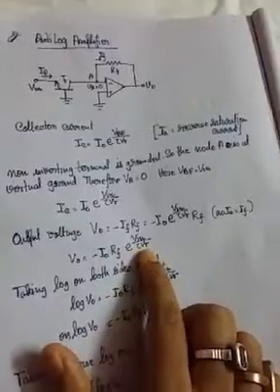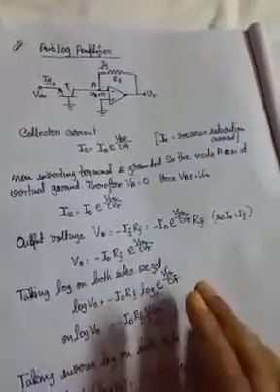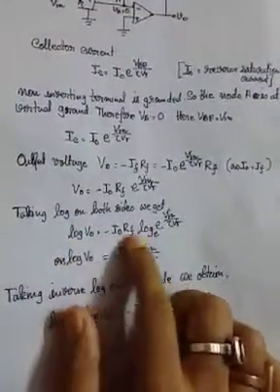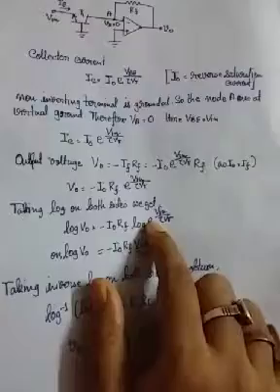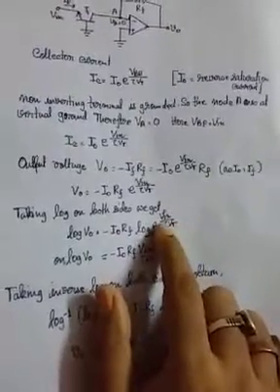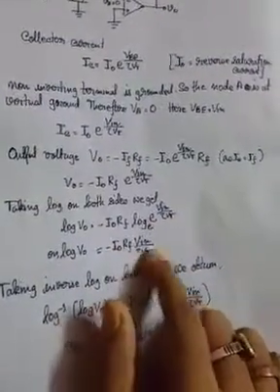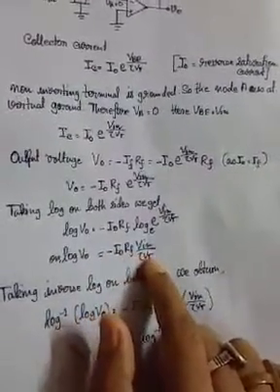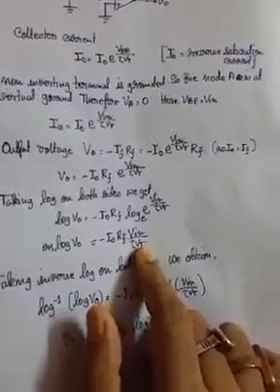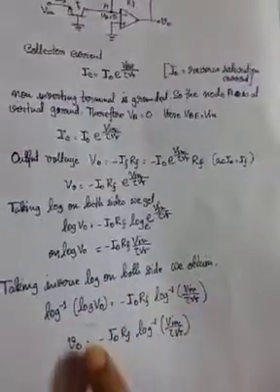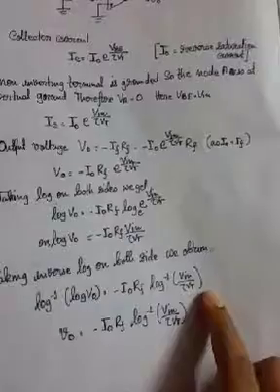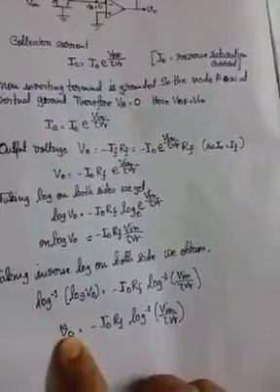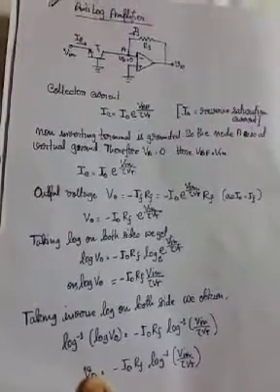Vt. Then we take the log operation on both sides: log V0, and here also log of e to the power Vin by Vt. Since log to the base e of e is 1, it reduces to log V0 equal to minus I0 RF into Vin by Vt. Then take the inverse logarithmic operation. This will reduce to this, so this is the output voltage equation of the anti-log amplifier.